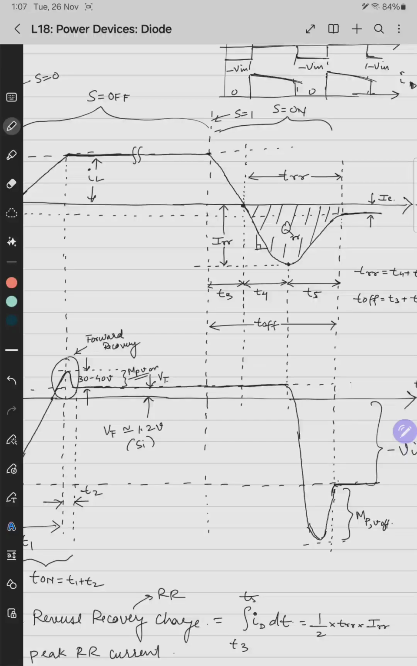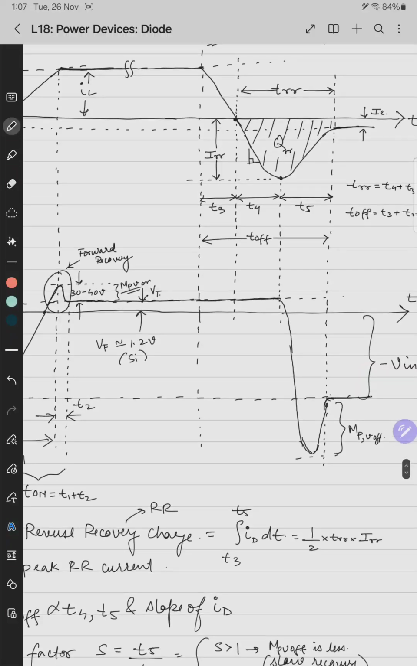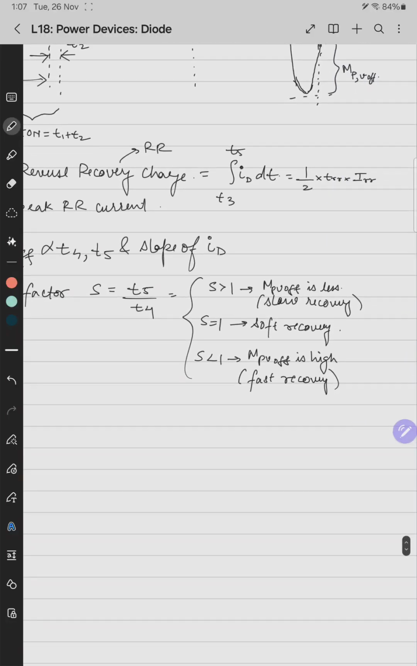When T5 is smaller compared to T4, the T5 area is narrower, which means more overshoot will tend to happen, because ultimately we have to make the areas equal. If we assume a triangle, if the base is reducing, the height should increase, because half into base into height has to be constant. Vice versa, if T5 is high, meaning it is slow, the overshoot is less. That's why the softness factor defines the speed of operation and the overshoot and undershoot in the voltage waveform.